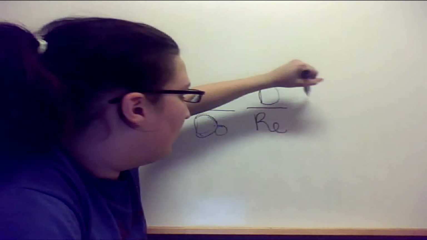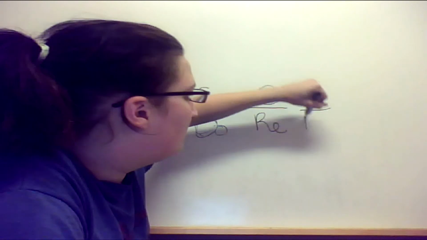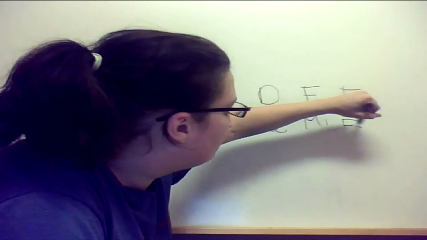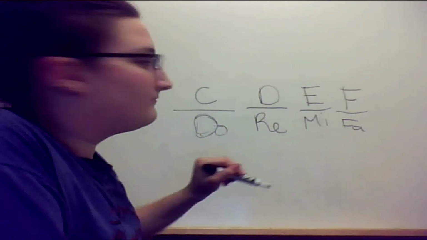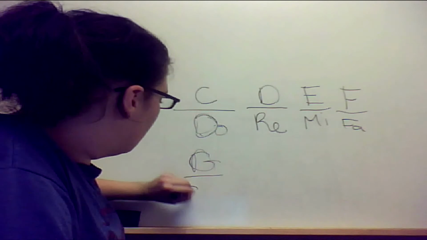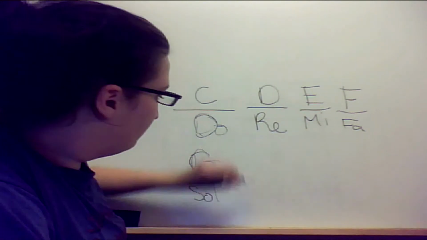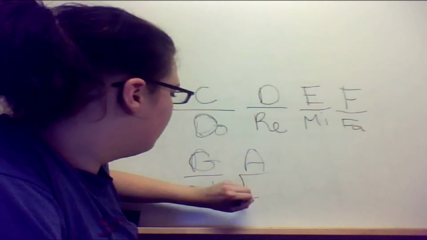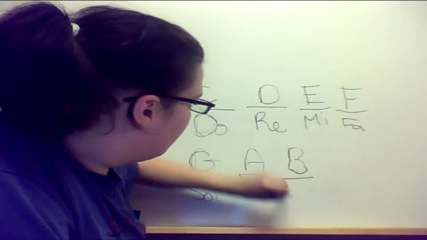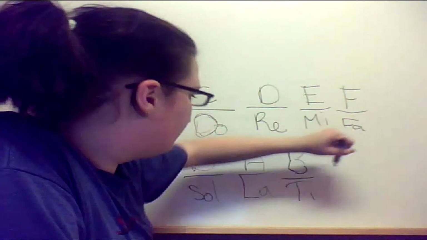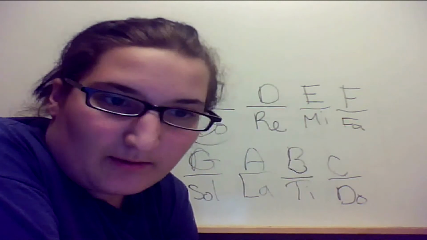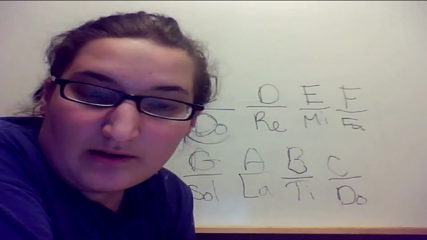Following that, you have D, and that corresponds to re, which is followed by mi. Of course, we have F, fa, and I'm going to move down here. And then we have G, which goes with sol, A, la, B, ti, and then back to do. By the way, I have terrible penmanship, if you haven't noticed already.